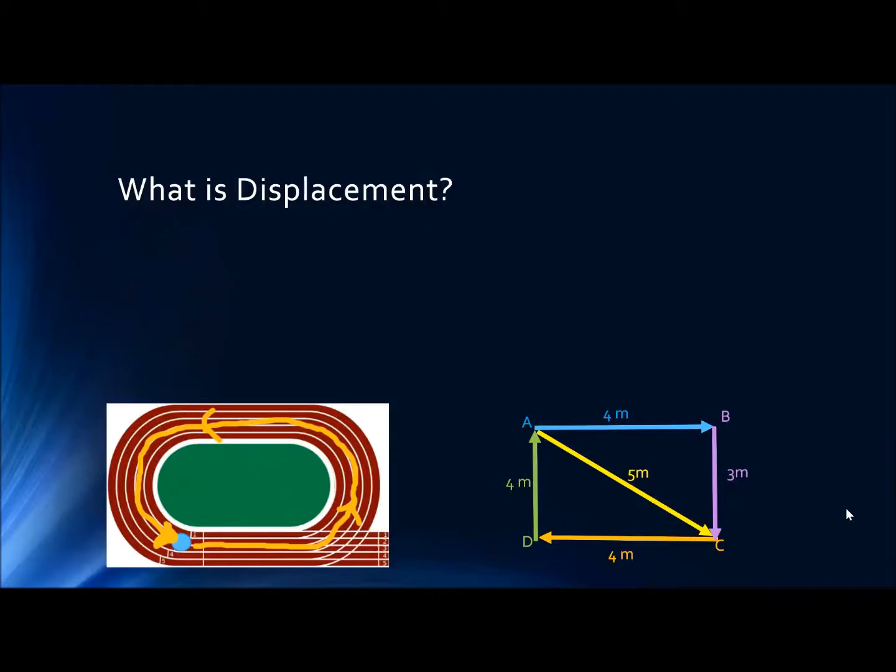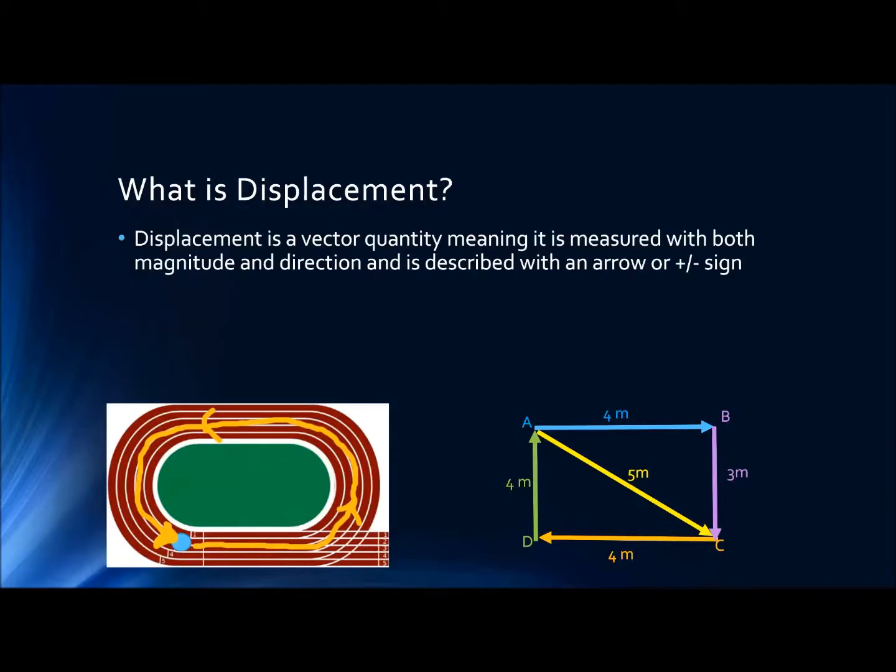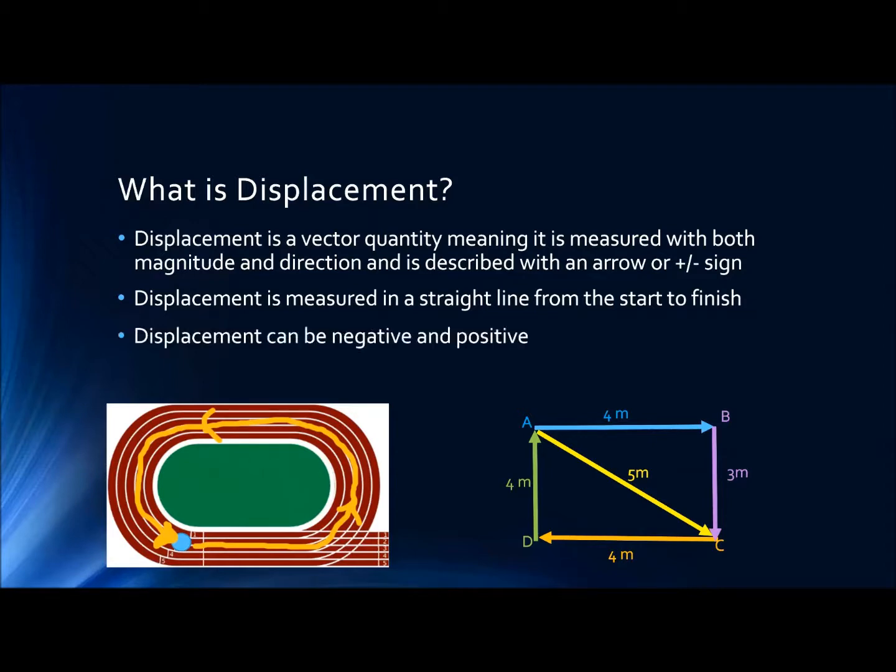First off, what is displacement? Well, displacement is a vector quantity, meaning it is measured with both magnitude and direction, and is also described with an arrow or a plus or minus sign. Displacement is measured in a straight line from where you start to where you finish. It can be either negative or positive.